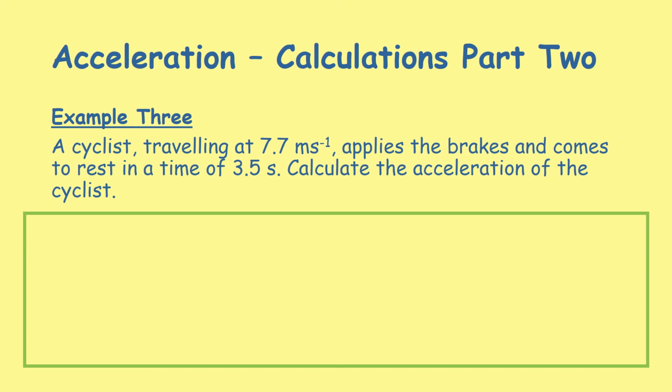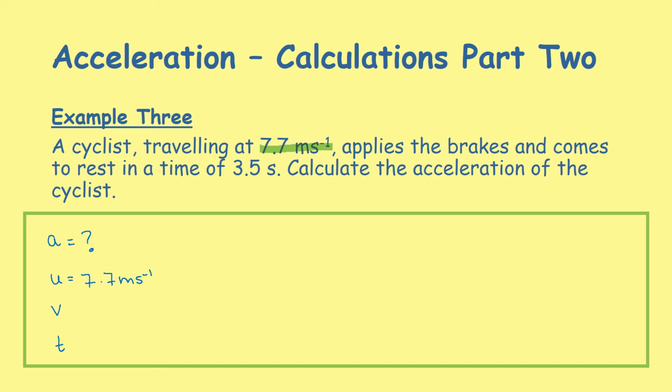Example 3. A cyclist travelling at 7.7 meters per second applies the brakes and comes to a rest in a time of 3.5 seconds. Calculate the acceleration of the cyclist. So again, we're calculating the acceleration. We need the initial speed, the final speed, and the time. Having a look in our question, the cyclist is initially travelling at 7.7 meters per second, so that's our initial speed.